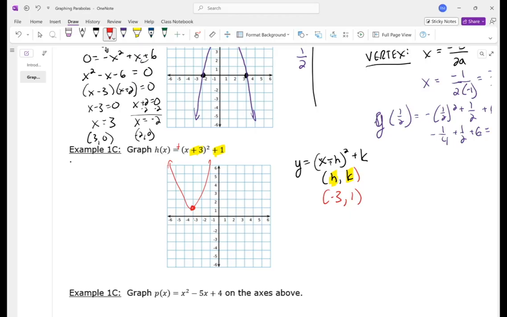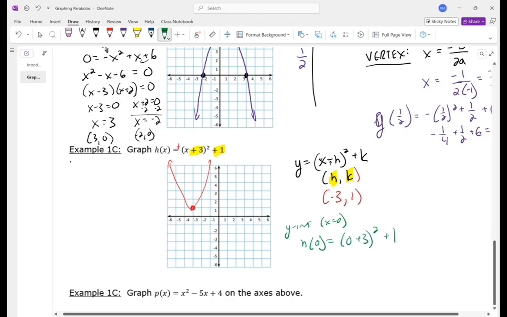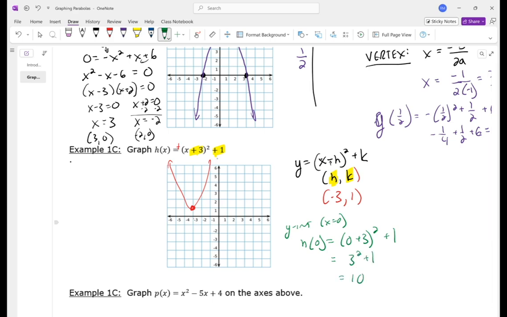Now, I could also go ahead and find the y-intercept. So remember, for the y-intercept, we just set x equal to 0. And so we would have h of 0 equals (0 plus 3) squared plus 1, or 3 squared plus 1, or 10. So that kind of makes sense, that's going to be here, that this would be my parabola. We could, of course, plug in some other values to get the exact points here, which would probably be here, and 1, 2, 3, 4 here. But that is the general shape of a parabola, and the general way that we do graphing of a parabola.